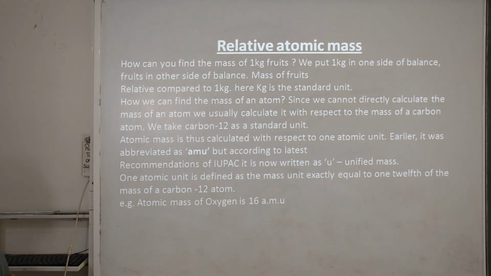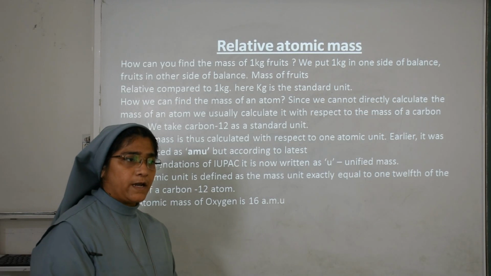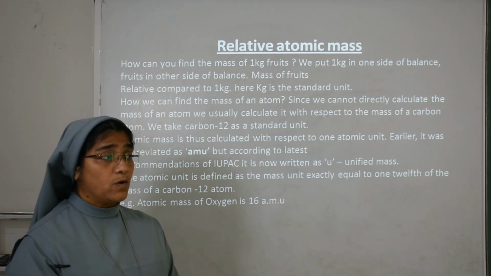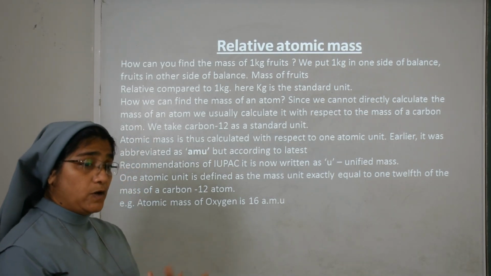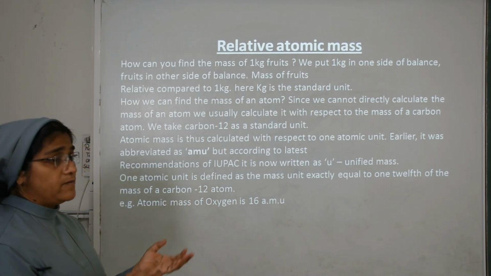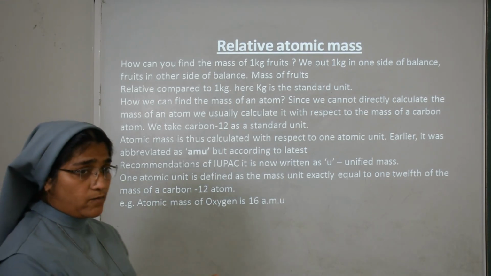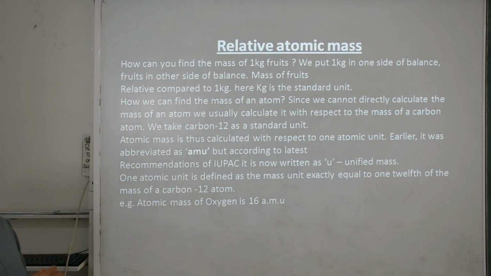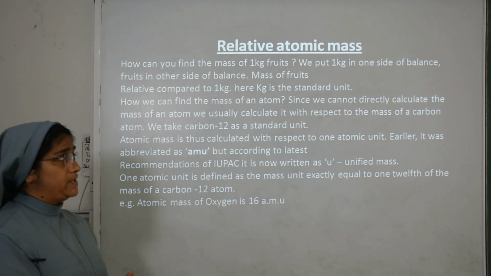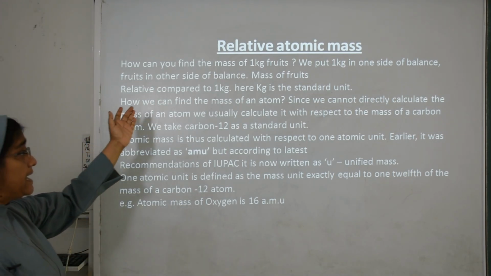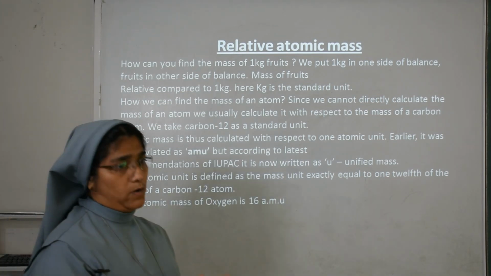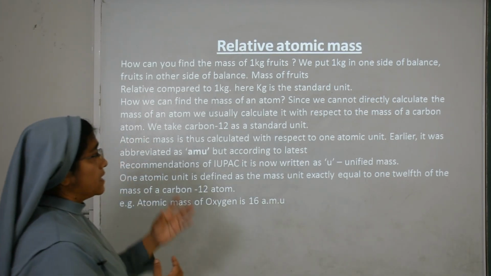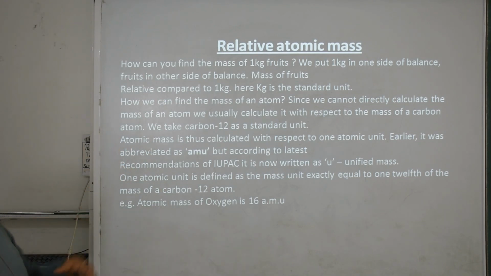Relative atomic mass means, if you want to buy 1 kilogram of fruits, you will go to the shop and they will put 1 kg on one side of a balance and the fruits on the other side of the balance. Here we can see that the kilogram is the standard unit. The mass of the fruits is relative, compared to the kilogram. So kg is the standard unit.